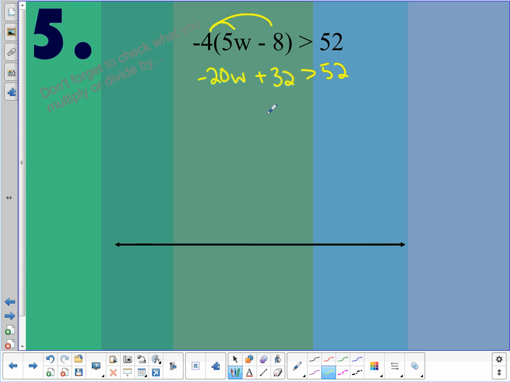No other combining that I need to do. Variable is only there once, so the next thing is to get rid of that constant. Subtract 32 from both sides. That goes away. Negative 20w is greater than now 20.